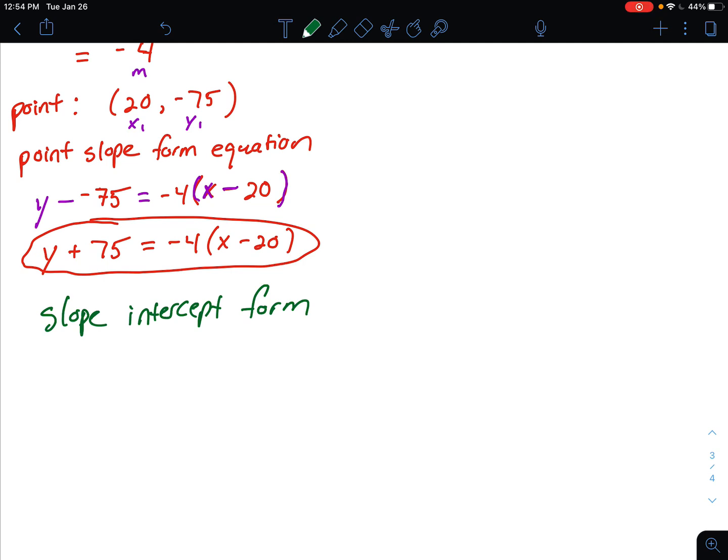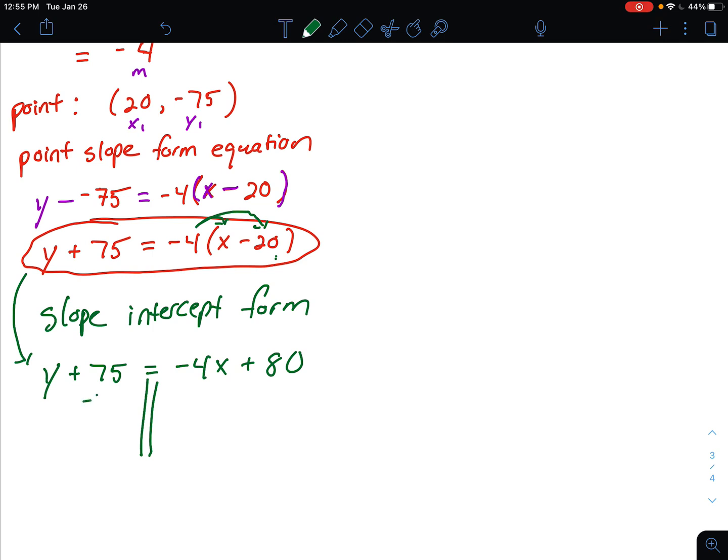And so the first thing we're going to do is maybe just do a little distributive property here. Take that negative 4 and multiply it through to both parts of the parentheses. So that's going to give us y plus 75 equals negative 4x plus 80. So negative 4 times x is negative 4x. Negative 4 times negative 20 is positive 80.